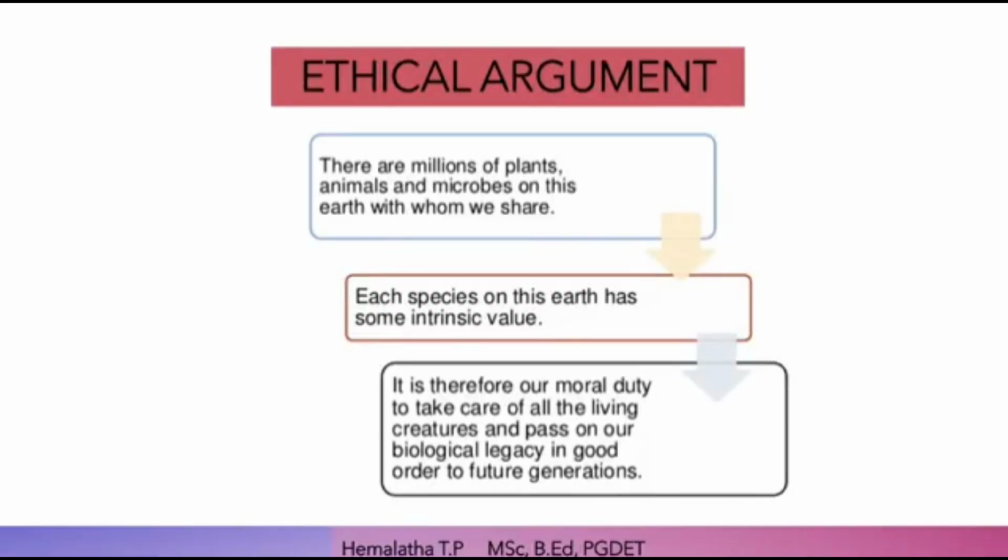Next, coming to the ethical argument, there are millions of organisms living on this earth. It may be a plant or an animal or an insect, whatever it is. Each species on this earth has some intrinsic value, and we should respect that. This earth is not made only for human beings, it is for all organisms. It may be a small insect or a bigger insect, a plant or an animal, whether it is useful for us or not, we have to consider it in a respectful way.